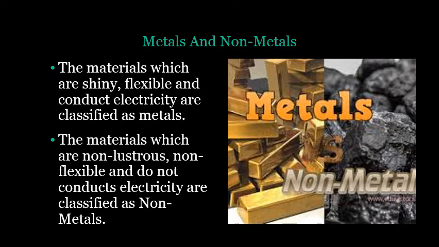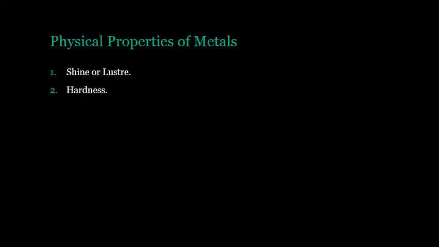The materials which are shiny, flexible and conduct heat or electricity are called metals. The substances like coal, sulfur are not shiny and cannot be bent. They may burn but will not conduct heat. These substances are classified as non-metals. Metals and non-metals can be identified on the basis of their appearance and other physical properties. So let's understand physical properties of metals first.